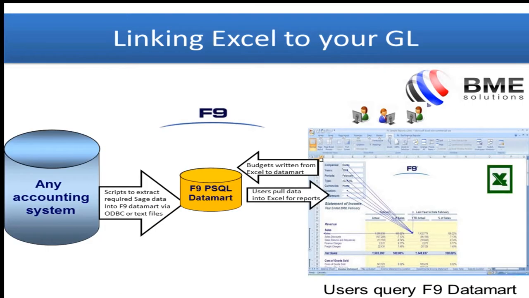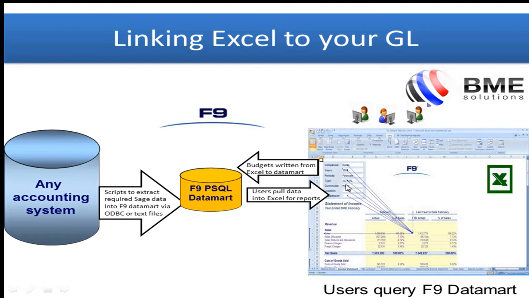How does F9 work behind the scenes? This may be a little bit of a complicated drawing, but I will explain it to you. Effectively, you have your accounting system on the left-hand side, and F9 can be linked to any accounting system. What we do is we extract data from your accounting system and put it into an F9 data mart. That information is held in the data mart, and users then use Microsoft Excel to pull information from that data mart into the Excel spreadsheets.